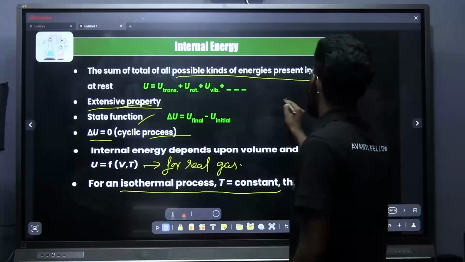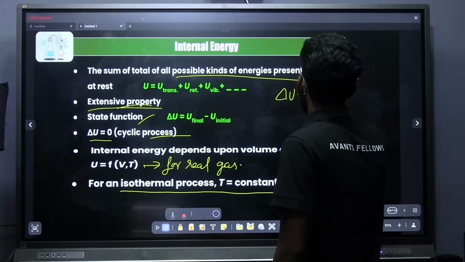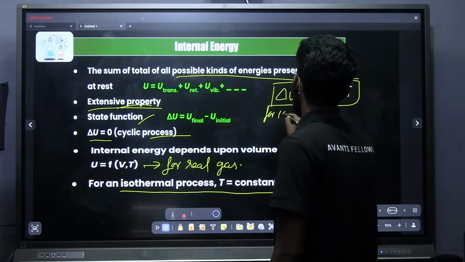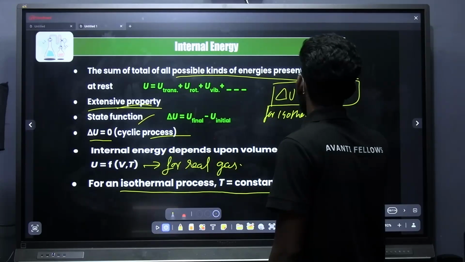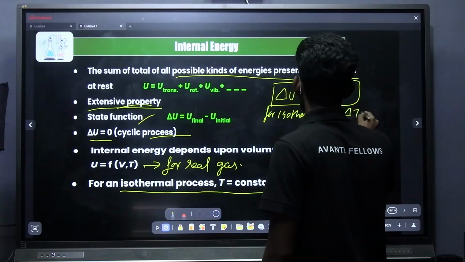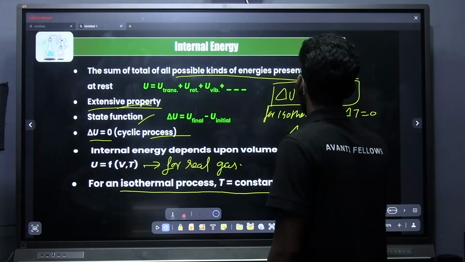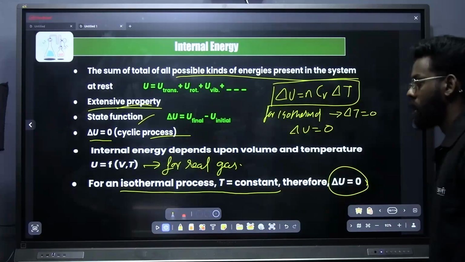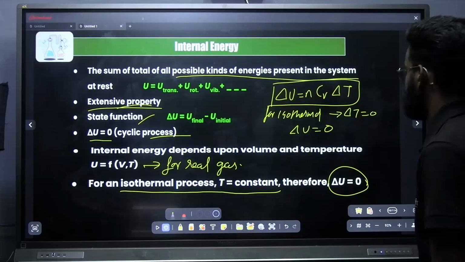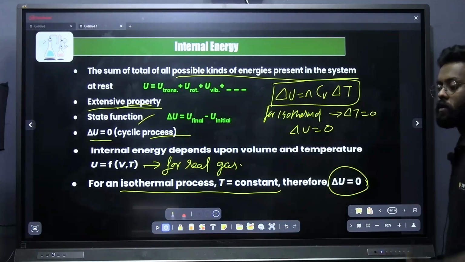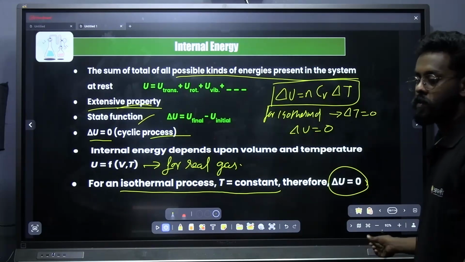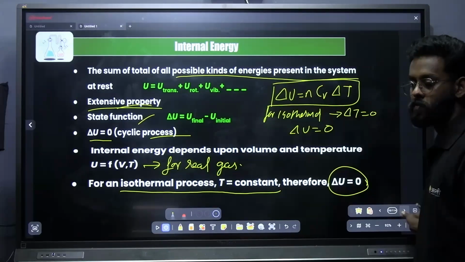Note down the point. The delta U equation I already mentioned, n Cv delta T, and for an isothermal process, delta U will be 0 according to the equation. Okay, internal energy. Are you done? Shall I move? You can take a note from the PPT or PDF I am sharing. Okay, I am moving. Shall I move?